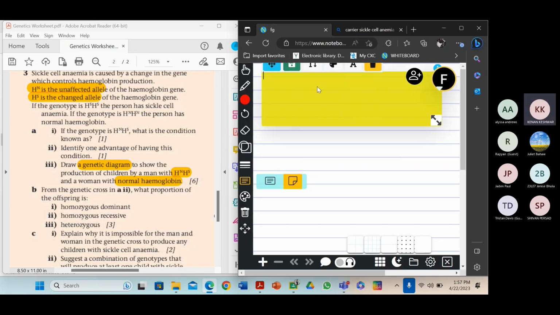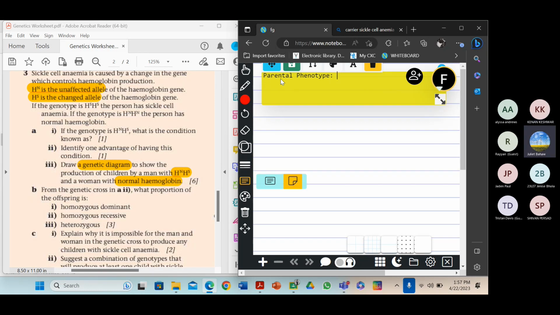What did we get, miss? Sorry, what did you cross? What was the genotype you cross? The normal hemoglobin. You can just pull out the allele. Okay, so HN HS crossing with HN and HN.